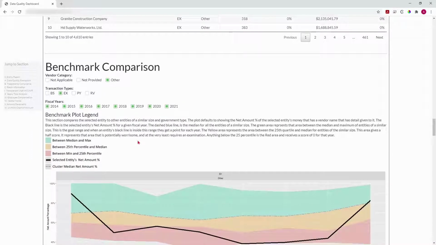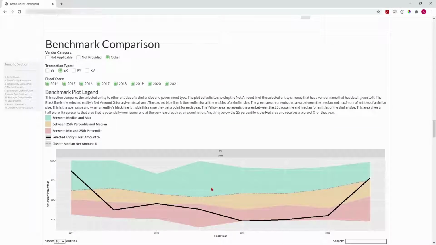Below, we have a benchmark comparison. The benchmark comparison is where the score is actually calculated from. In this instance, we're looking at the expenditure, and we're looking at the other column. We expect the other column to be high if the entity has a sufficient amount of detail, because if it is high, that means not provided and not applicable are low.